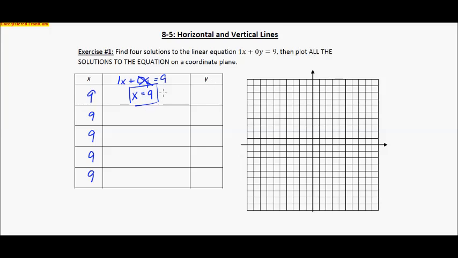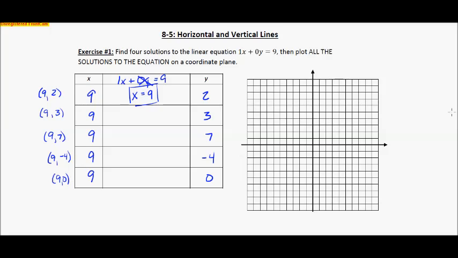Now if you notice, the y variable is totally gone. So y really can be anything it wants to be in this equation. So I can make it a 2, I could make it a 3, I could make it a 7, I could make it a -4, I could make it a 0 if I want to. So these points all have 9 as an x value in this equation, and that's going to make it really easy to graph. We'll do that in just a minute once I finish putting those down.